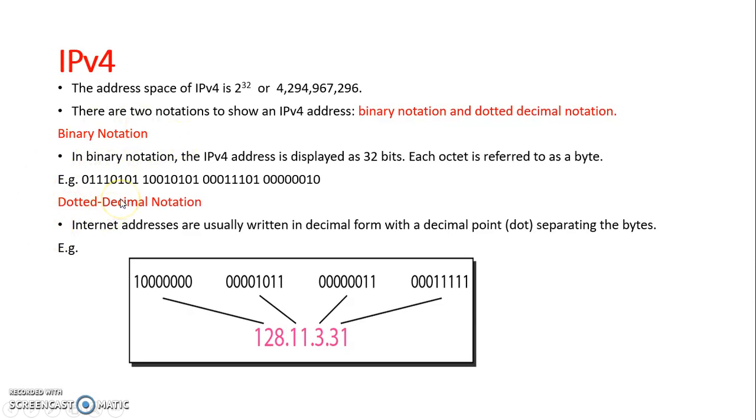And the next notation is dotted decimal notation. That is, the internet addresses are usually written in decimal form. You can convert this binary into decimal form with a decimal point, that is dot, separating all these bytes. We normally use this dotted decimal notation because it is easier to remember as well as easier to read. Here you can see in this example, the 32-bit representation of IP address can be converted into decimal notation. Just convert this binary into decimal.